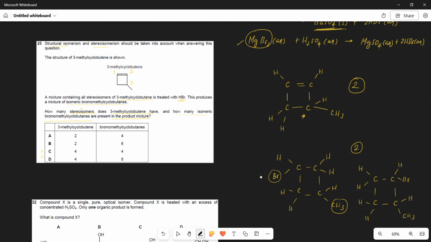So here, what I can have is bromine and methyl group both below the plane of the ring or above the plane of the ring, so 2, and bromine above the plane of the ring, methyl group below the plane of the ring, 1, bromine below the plane of the ring, methyl group above the plane of the ring, 1. So totally 2, 4, 6. So I am getting the choice B is the right one. So this is about the question number 25.